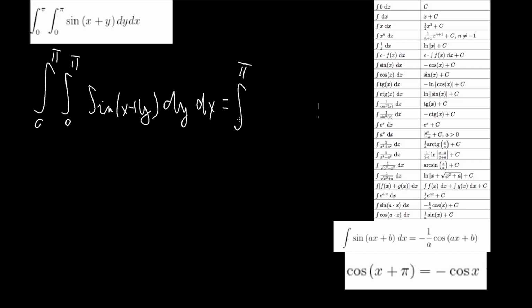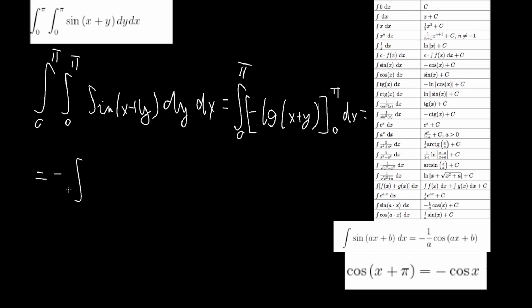So the integral of our sine function by dy is going to be minus cosine of x plus y, with the limits of 0 to pi dx. So firstly, let's pull out the minus from the integral, since minus 1 is a constant.